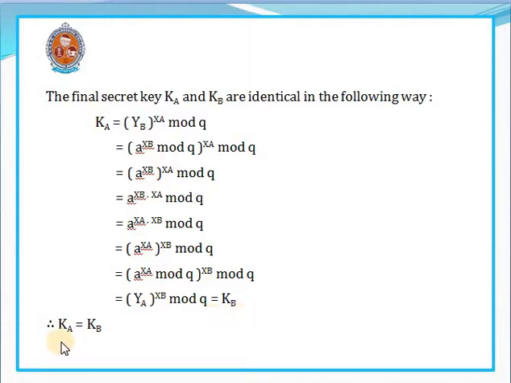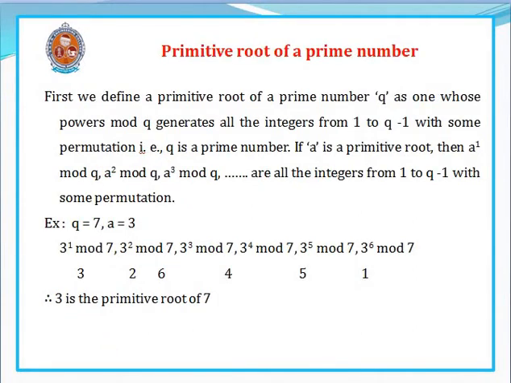So in this way KA equal to KB. This is the secret of Diffie-Hellman key exchange algorithm. Now first we define the primitive root of a prime number. First we define the primitive root of a prime number Q as one whose powers mod Q will generate all the integers from 1 to Q minus 1 in some permutation.